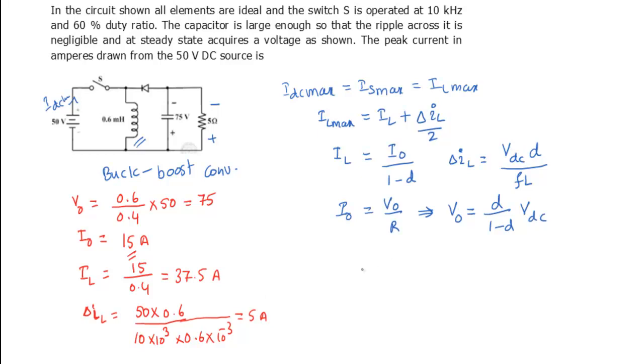Now we need to calculate IL max or IS max, all are the same. IS max is IL plus delta IL by 2. IL we already calculated as 37.5, plus delta IL by 2. Delta IL we calculated as 5, divided by 2 is 2.5 ampere. That means it is 40 ampere. So that's the answer. Okay, moving on to the next question.